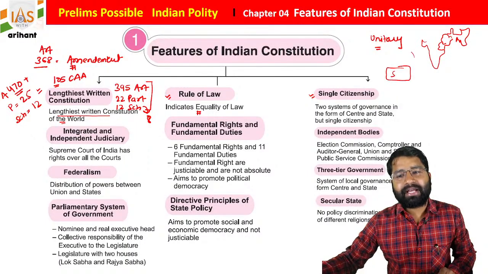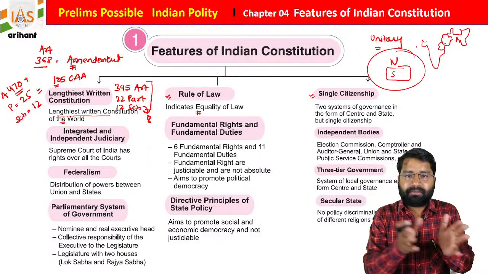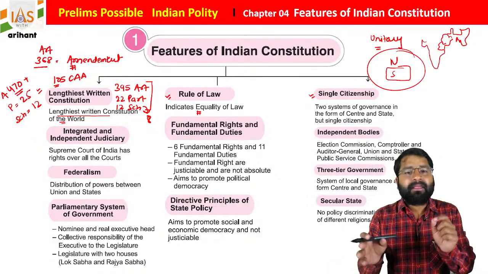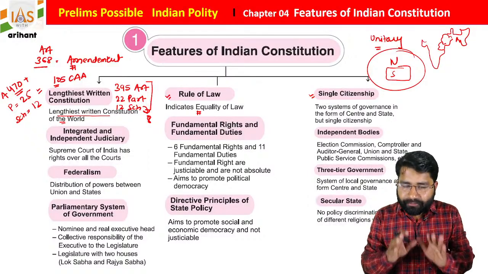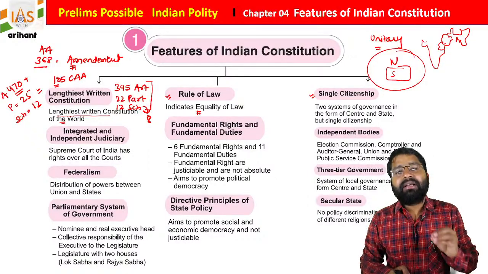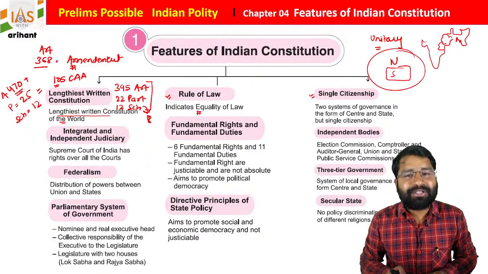We have state as well as we have nation. So this is a structure where the nation has separate power, and the state has separate power. This type of structure is basically called a federal structure. We are following the federal structure, but we are a union. Okay, it means we have a unitary concept.